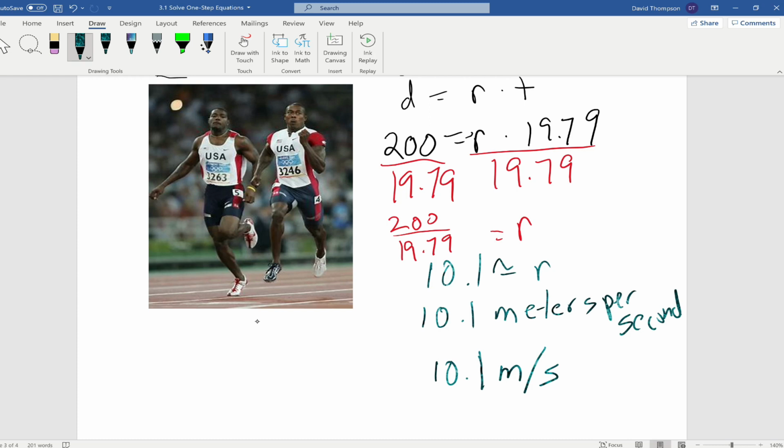Hopefully this helps you understand how to solve one-step equations. We'll see in the next video where we talk about solving two-step equations.